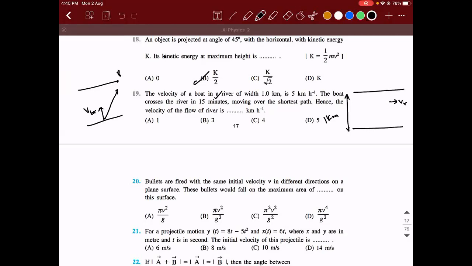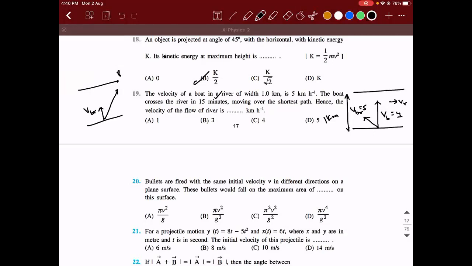So for the boat to reach the shortest path, it should start at some inclination with respect to the river. So the velocity of boat with respect to river is how much? How much are they given? It is 5 km per hour. Then what is going to be the velocity of boat, guys? Sir, 4. So it will be 4. Okay. So what will be the velocity of river then?